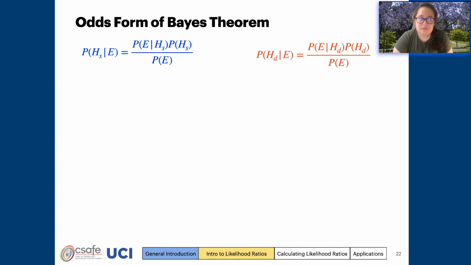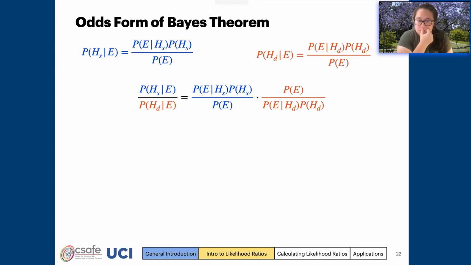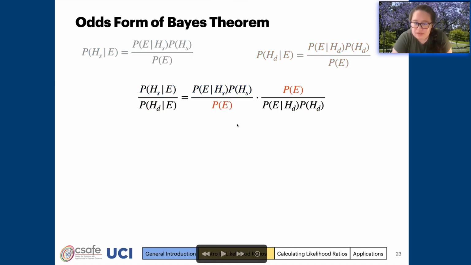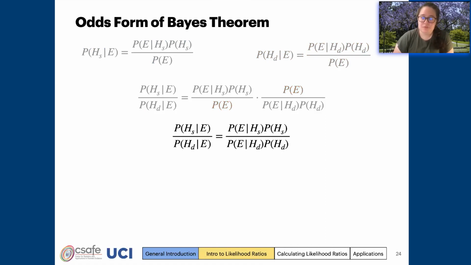We're going to keep these in mind and stack them on top of each other to get the posterior odds. So we'll put the blue pieces on the top and the red pieces on the bottom. And notice that we have two matching terms here. We have the probability of the evidence, and so these things can cancel out. So we're left with just this term here.